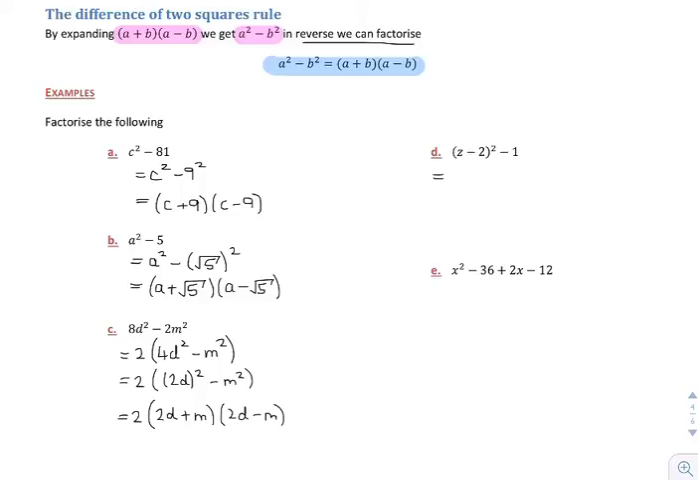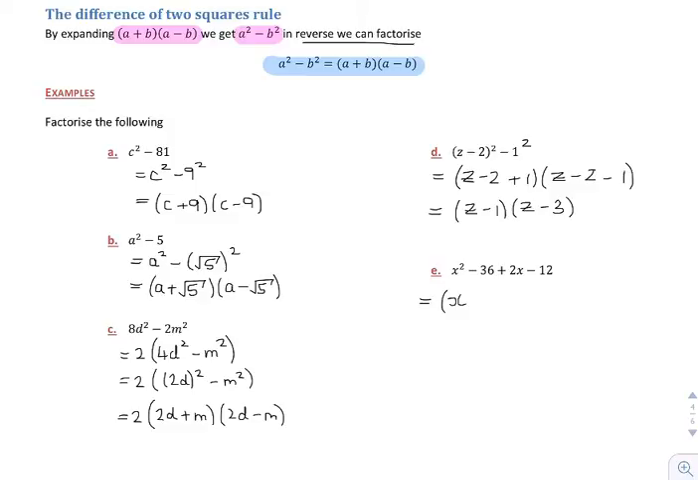Example D has the expression (z minus 2) all squared minus 1. First thing to note is that that 1 can be written as 1 squared. What this means is that when we do this, a is actually the z minus 2. So this a portion is z minus 2 minus the b, which is 1. So (z minus 2 plus 1), and then also (z minus 2 minus 1). Simplifying those brackets, we'll get (z minus 1)(z minus 3). So that's now fully factorized.